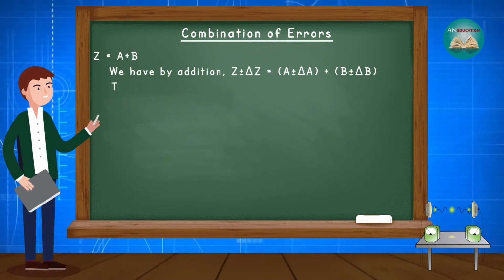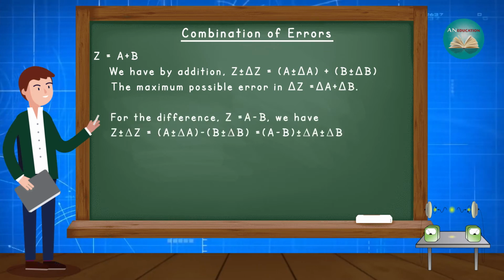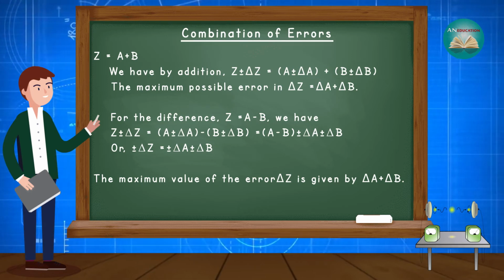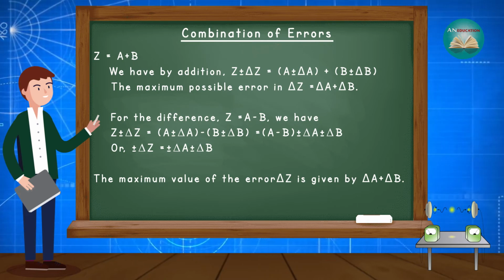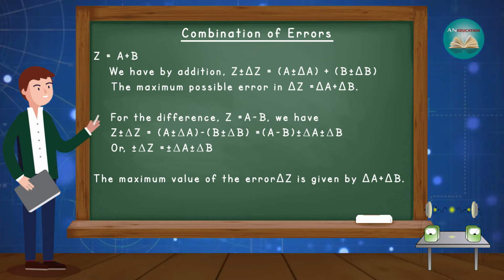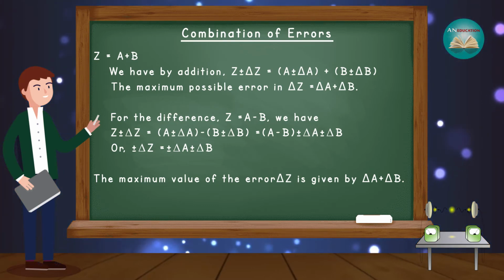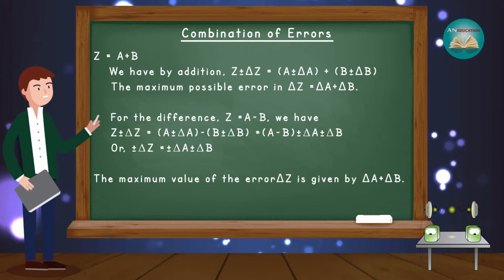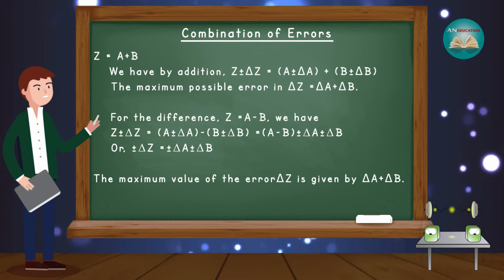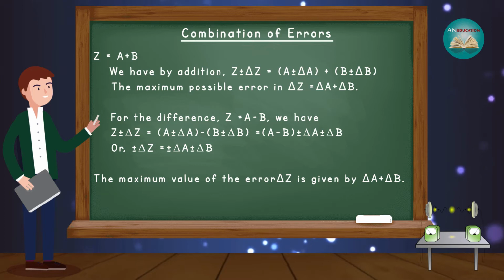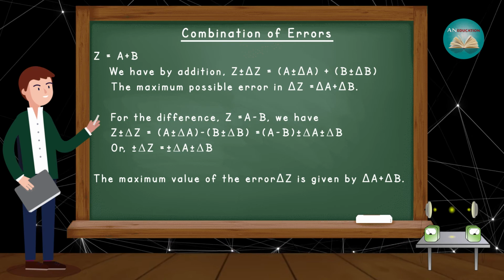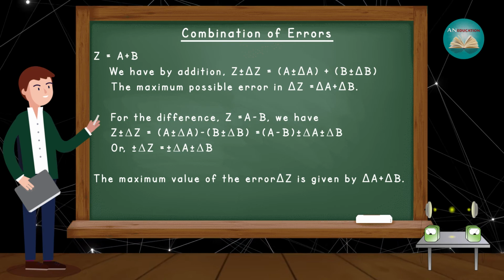We consider Z is equal to A plus B. We have by addition capital Z plus minus delta Z is equal to capital A plus minus delta A plus capital B plus minus delta B. The maximum possible error in delta Z is equal to delta A plus delta B. For the difference Z is equal to A minus B, we have Z plus minus delta Z is equal to A plus minus delta A minus B plus minus delta B. On solving, it is equal to A minus B plus minus delta A plus minus delta B, or plus minus delta Z is equal to plus minus delta A plus minus delta B. On comparing, the maximum value of the error delta Z is given by delta A plus delta B.